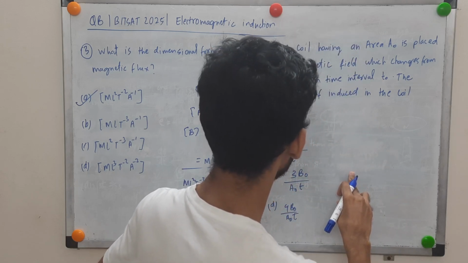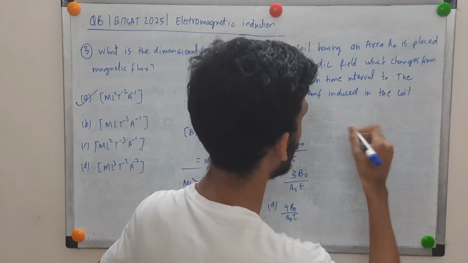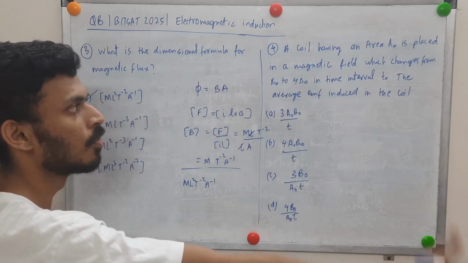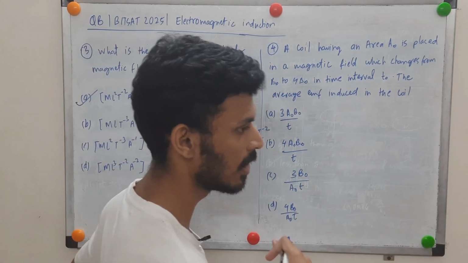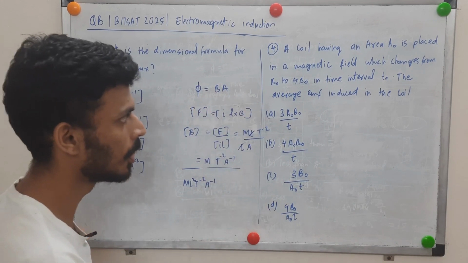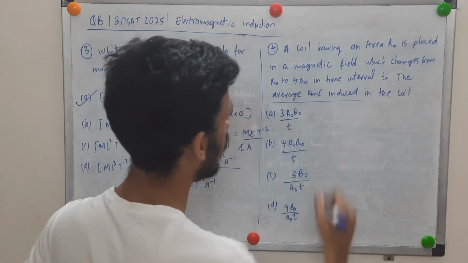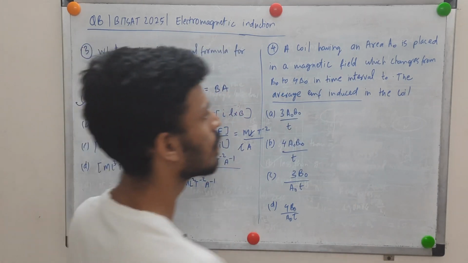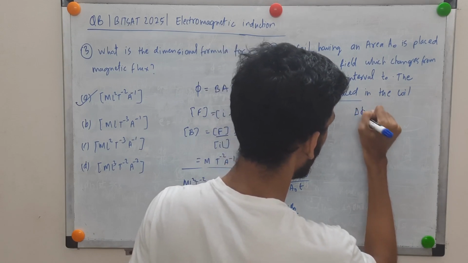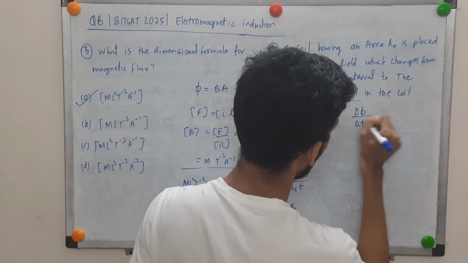Let's come to this one. Here we have a coil which has an area A naught placed in a magnetic field which changes from B naught to 4 B naught. So either the area can change or the magnetic field can change in order to change the flux, or to induce EMF. So here also the average induced EMF, average, right? You need not worry about the small integral and all. You just take delta phi by delta t.